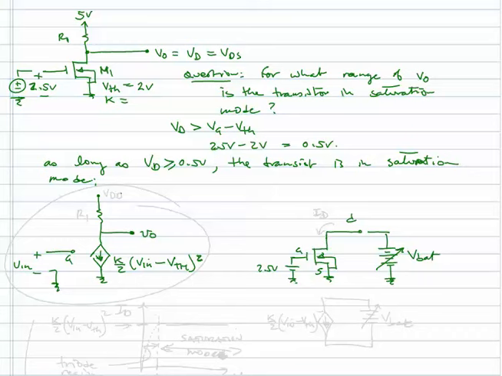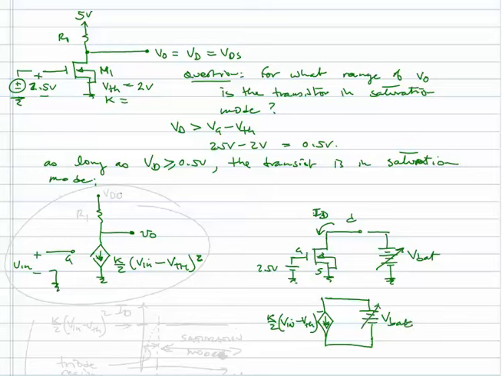Okay, and I look at the current that is flowing into the drain of this transistor. According to the model, I have a controlled current source, and this source has a value of K over 2 times (Vin minus V threshold) quantity squared, and it is not a function of V drain.